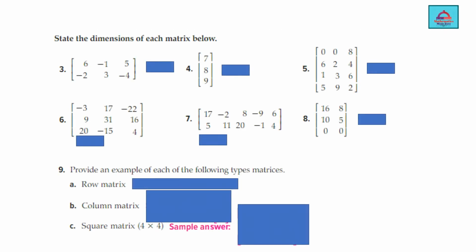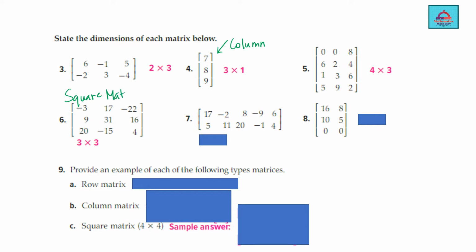Check your answer for the dimensions of each matrix. Question 3 has a matrix which has 2 rows, 3 columns. Question 4 is a column matrix. I hope you can see here that it just has one column, not more than one, and 3 rows. So that's why 3 cross 1. Next is 4 cross 3. Next is 3 cross 3. I hope you can recall and identify that this is a square matrix because its number of rows and columns are the same. Then you have 2 cross 5, 2 rows, 5 columns, and finally 3 cross 2.